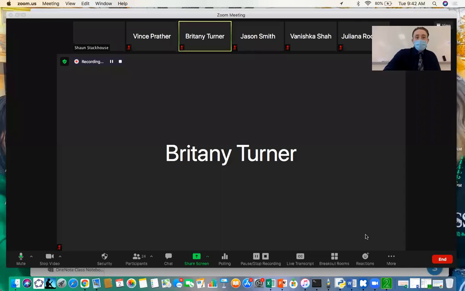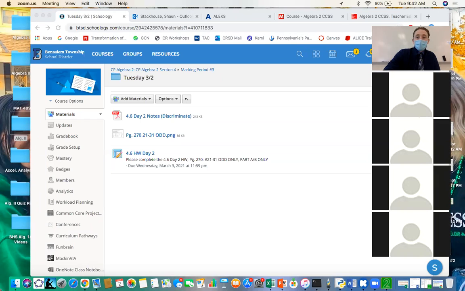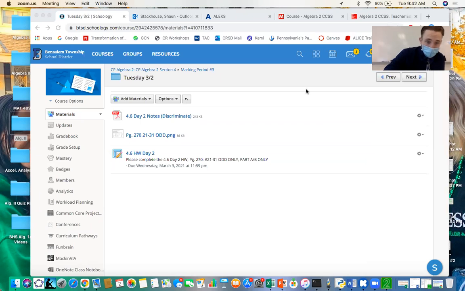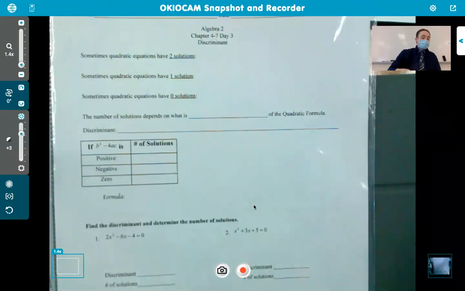So essentially what the discriminant is going to tell us, again, if you need to access this, it's in the folder for today. And it looks like this. What the discriminant is going to tell us is the number of solutions that we're going to have based on a certain equation that we're given.